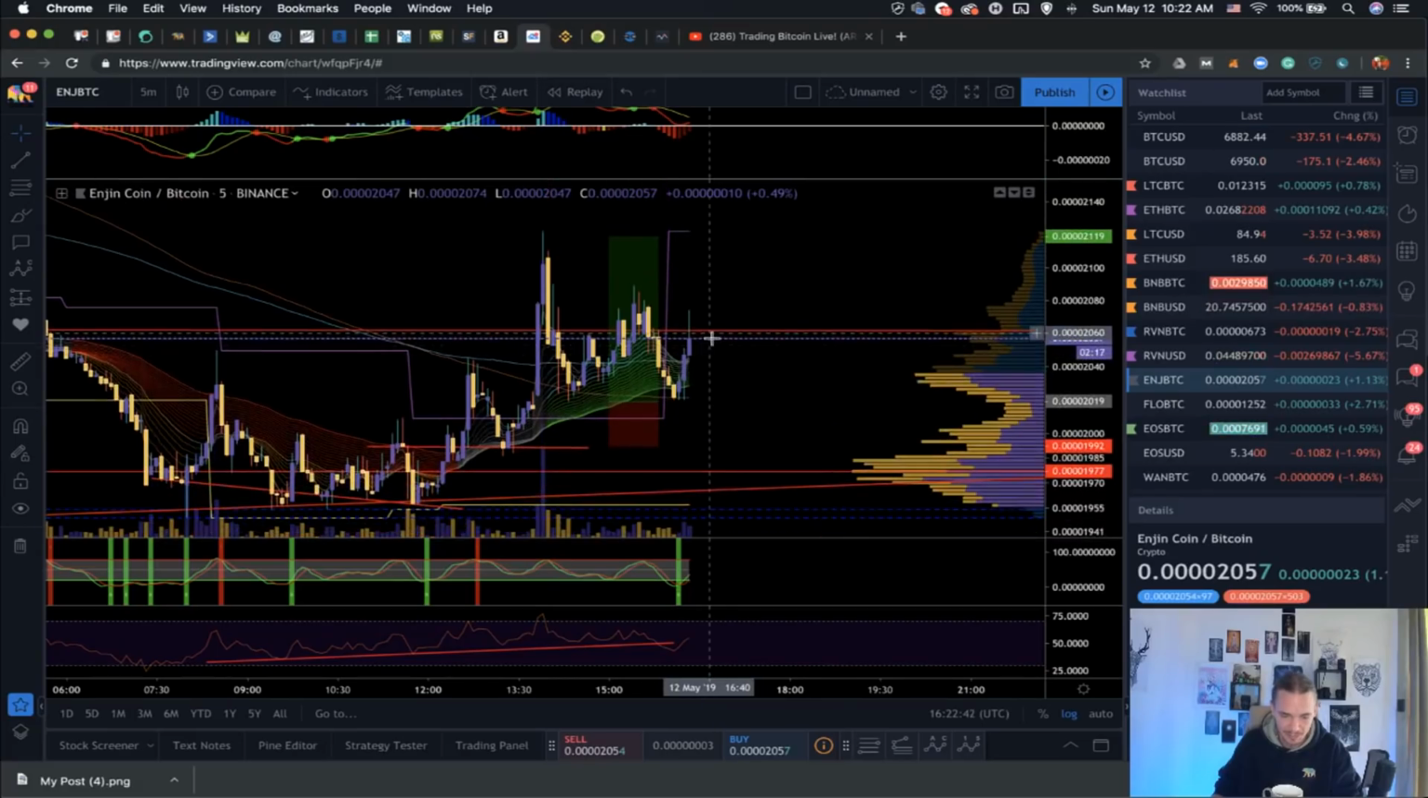So we really want to see us close with volume above 2062 here, or I may just close out the entire position because the next hour is already on the clock, right?